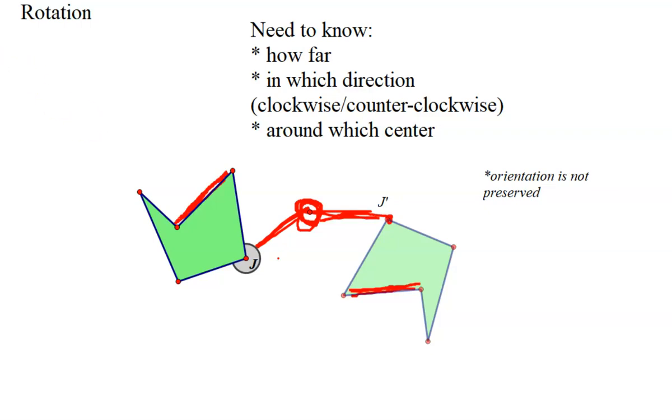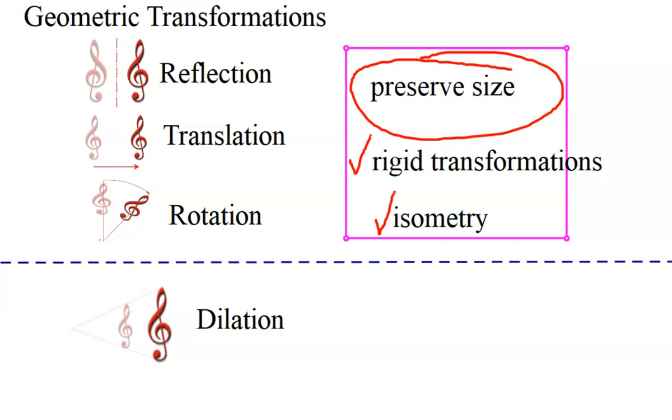Okay? So there you have it. Pretty much everything you need to know about the basics of reflections, translations, and rotations. Those are the three transformations that are all isometries or rigid transformations because they preserve size. They keep the size the same, which means that the new figure and the old figure are congruent.